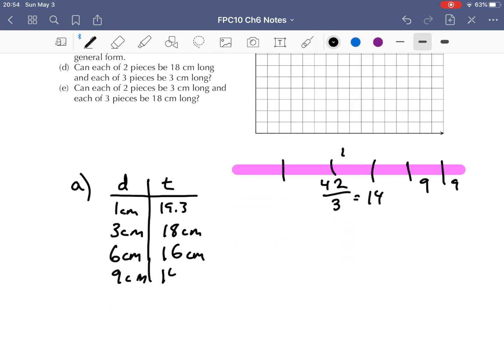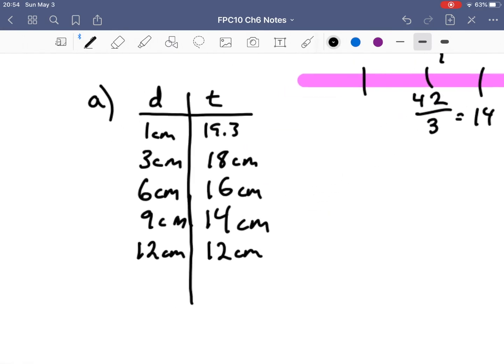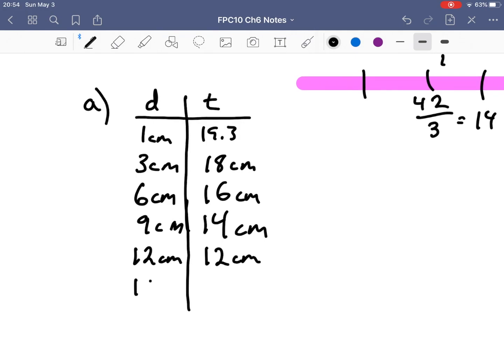Oh, that's 4 pieces. Anyways, 42 divided by 3 is equal to 14. So you can see we got 14 centimeters. Now you can see the pattern here. If we take this guy up to 12 centimeters, then these guys will be 12 centimeters as well. If we take this guy up to 15 centimeters, then this guy will be down to 10 centimeters.